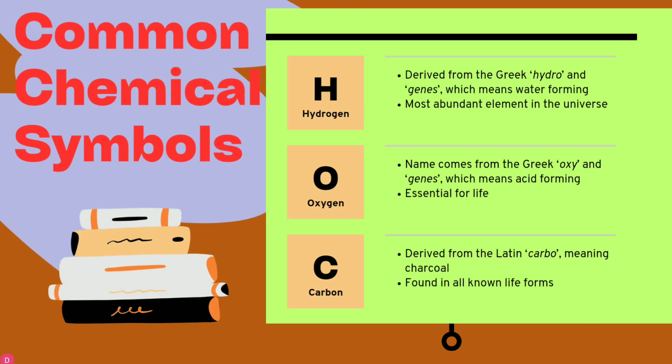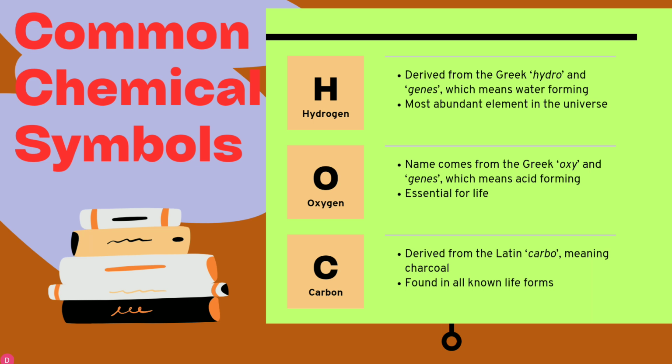Common chemical symbols. H, hydrogen, derived from the Greek hydro and gene, which mean water forming, most abundant element in the universe. O, oxygen. Name comes from the Greek oxy and genes, which means acid forming, essential for life.